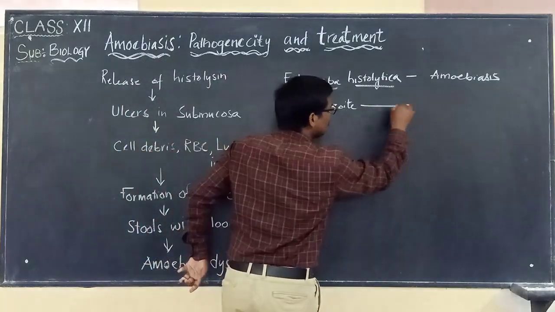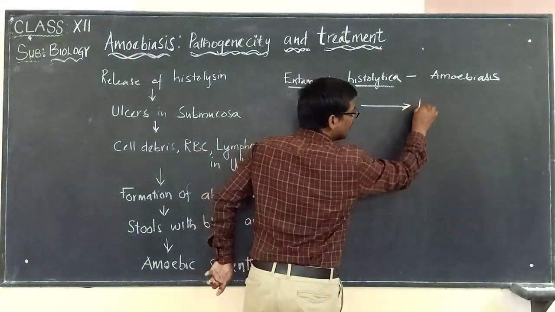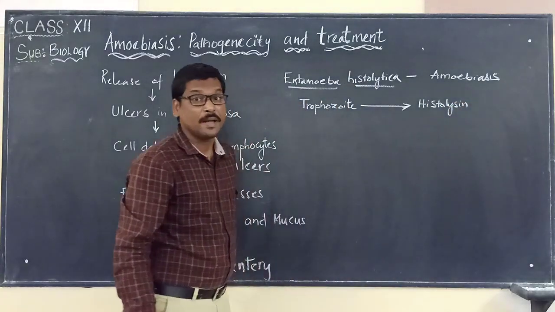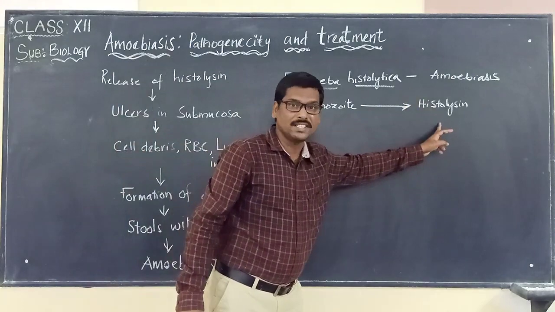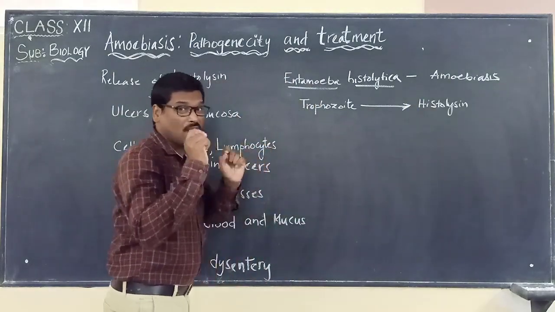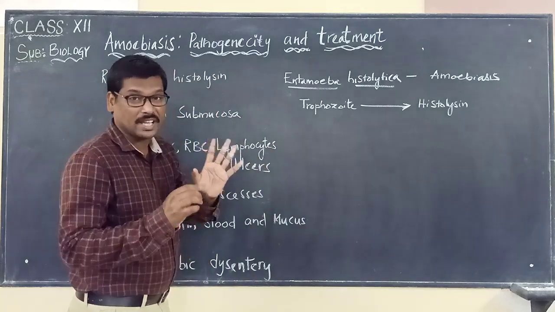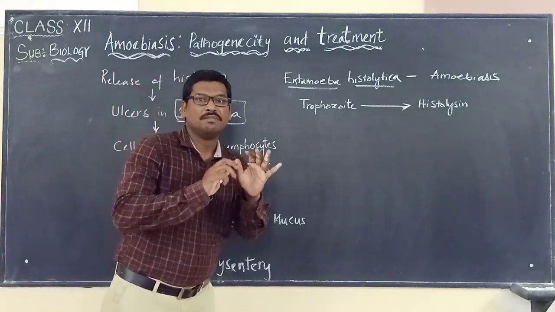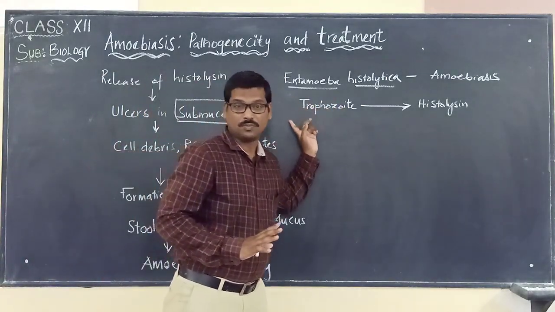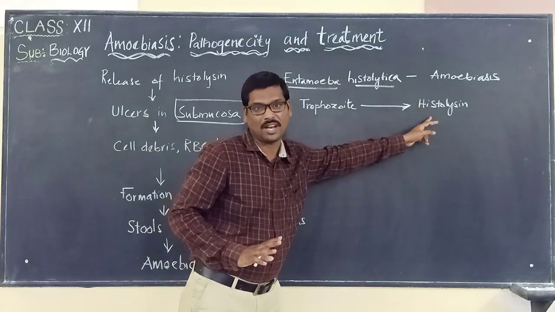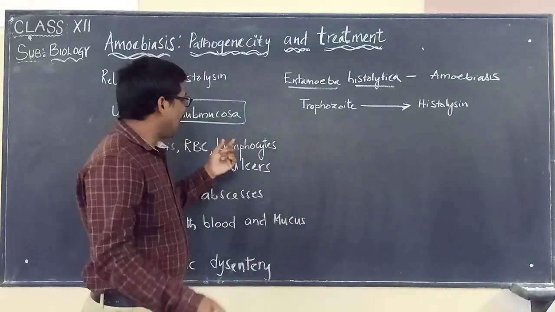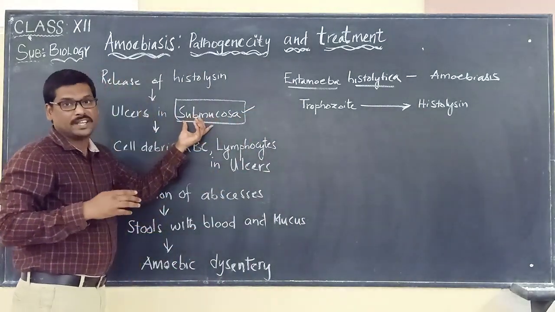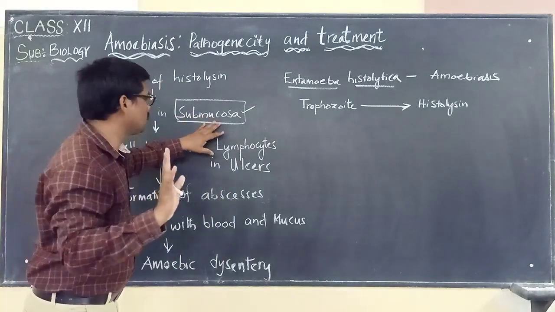We said it is releasing one proteolytic enzyme. That proteolytic enzyme is histolysine. Histolysine is a proteolytic enzyme. Now histolysine starts destroying the large intestine cells, those of the submucosa. The submucosa and mucosa will be destroyed by the trophozoites, releasing an enzyme called histolysine. So histolysine destroys the mucosa and submucosa of the large intestine.